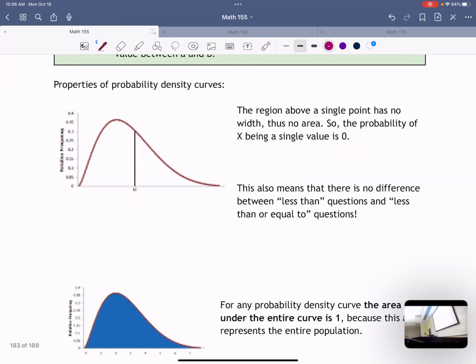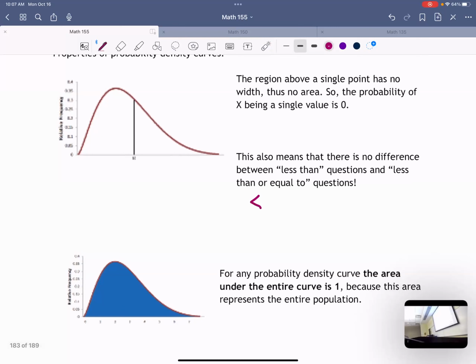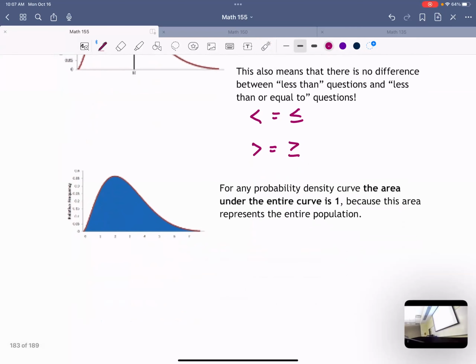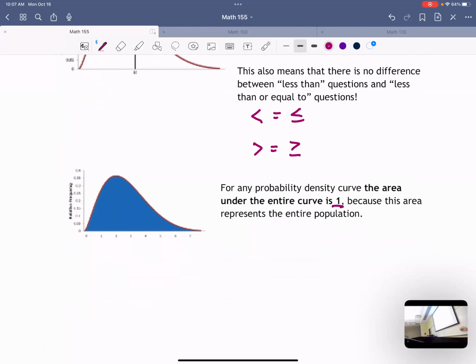Which means that if you're given a less than question in this class, it's the same thing as less than or equal to, because I'm just adding on one value and that value is 0, right? So less than and less than or equal to mean the same thing in this class, just for this section. And greater than and greater than or equal to also mean the same thing in this section, okay? So I wouldn't get confused between those two things, okay? Finally, the area under the entire curve is equal to 1, but we already talked about that.